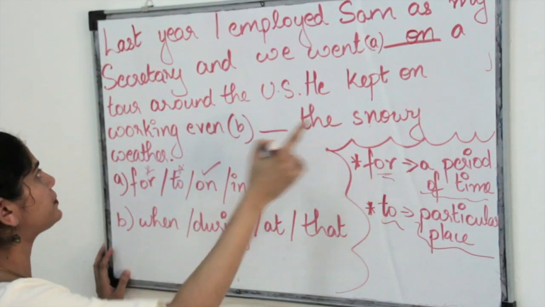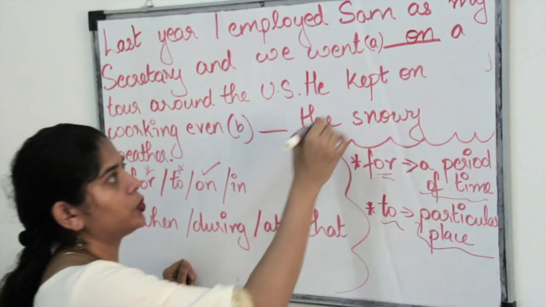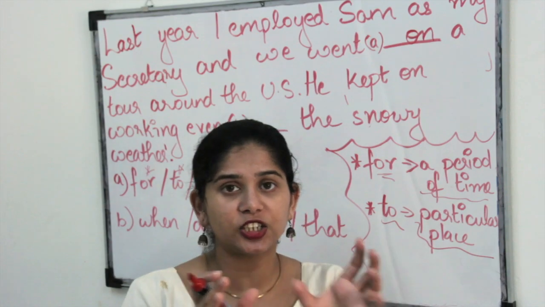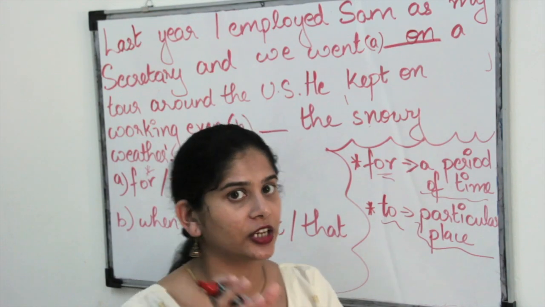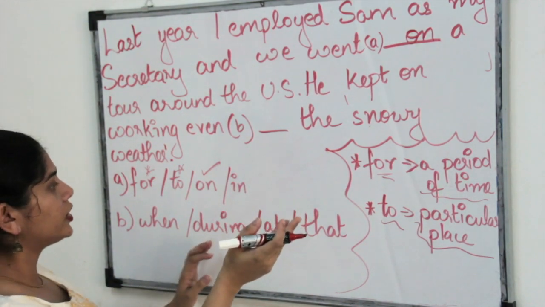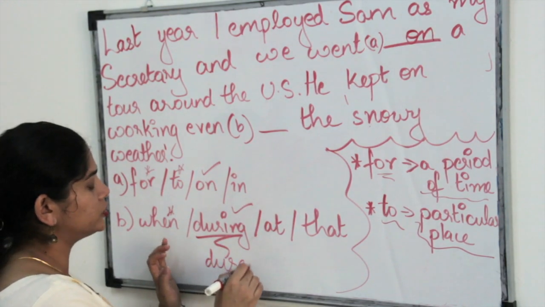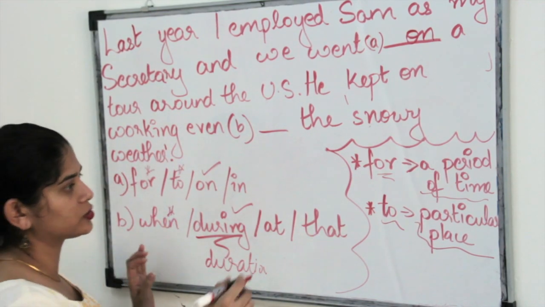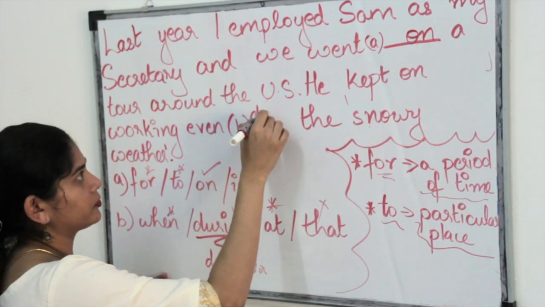Now correct. He kept on working even dash the snowy weather. Now the word snowy weather, if you know, snow basically the winter season, it's actually a duration, right? Snow, it's not throughout the year, but it's a duration. So to show the duration, we can use during, and over here even when the snowy weather, it's wrong. Even during the snowy weather, yes, it's showing the duration. Sam went on working at, we know it is also a particular place. That is also wrong. So right answer is during.